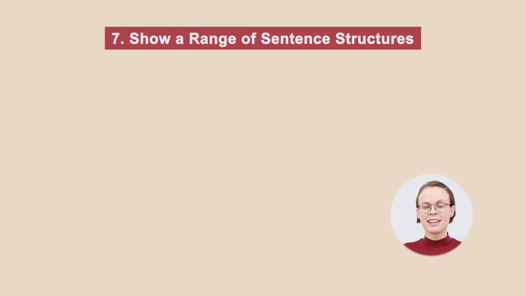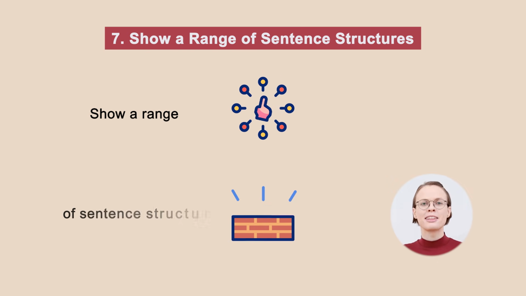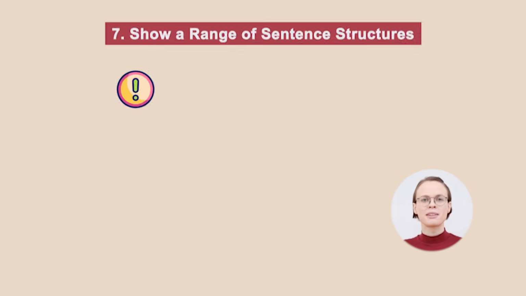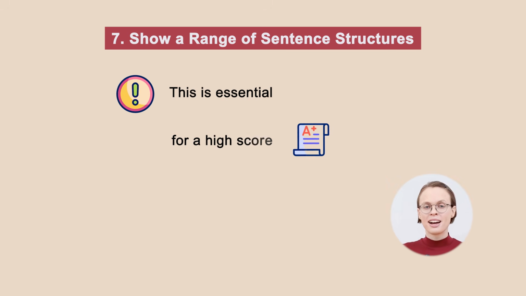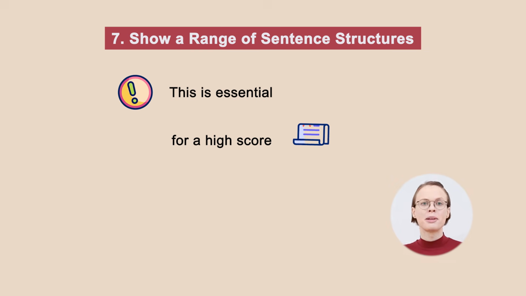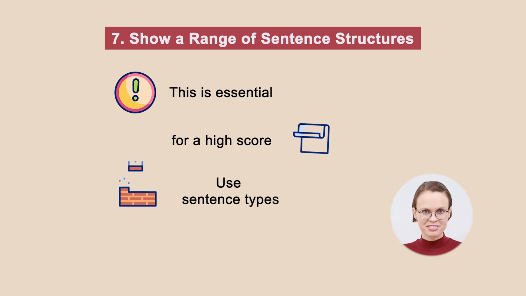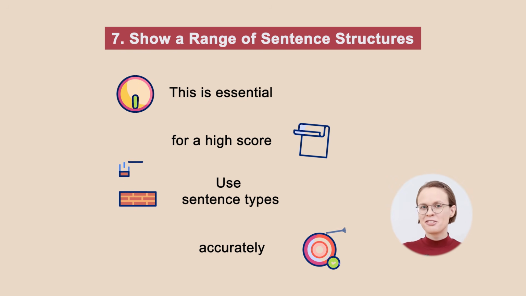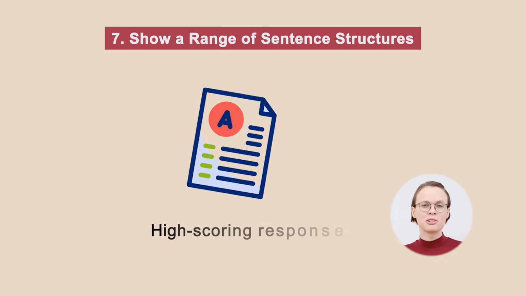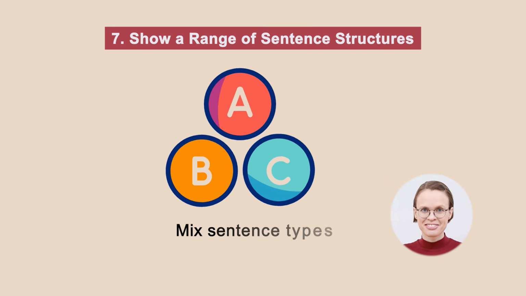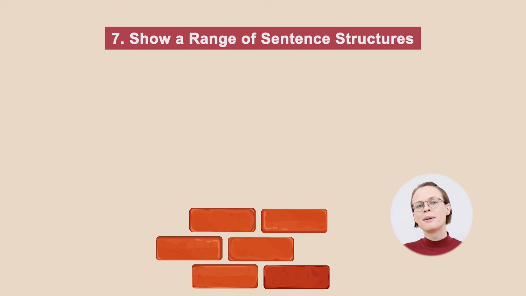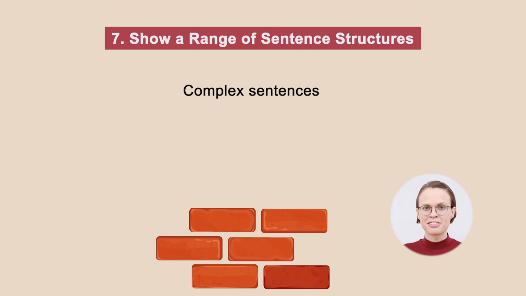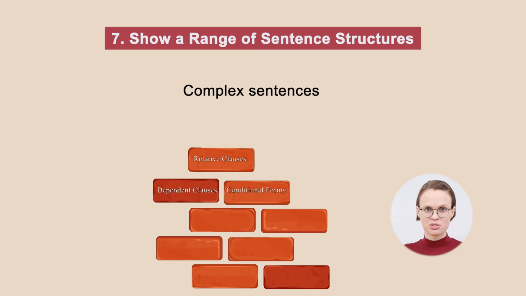Tip number 7 is to show a range of sentence structures in your response. This is essential for achieving a high score. You need to demonstrate that you can use different sentence types accurately, not just basic sentences one after another. High-scoring responses mix sentence types effectively. This includes complex sentences with dependent clauses, conditional forms, and relative clauses.